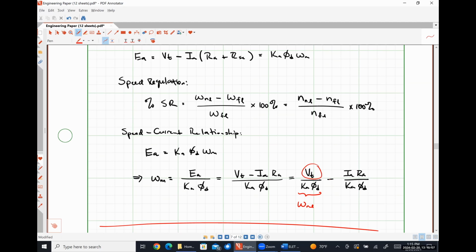I have VT, I have IA and RA, so I should be able to figure out what the product of KA and phi D is, and then use that to calculate omega no load, because I already have omega full load from the problem statement. And that's the homework set.